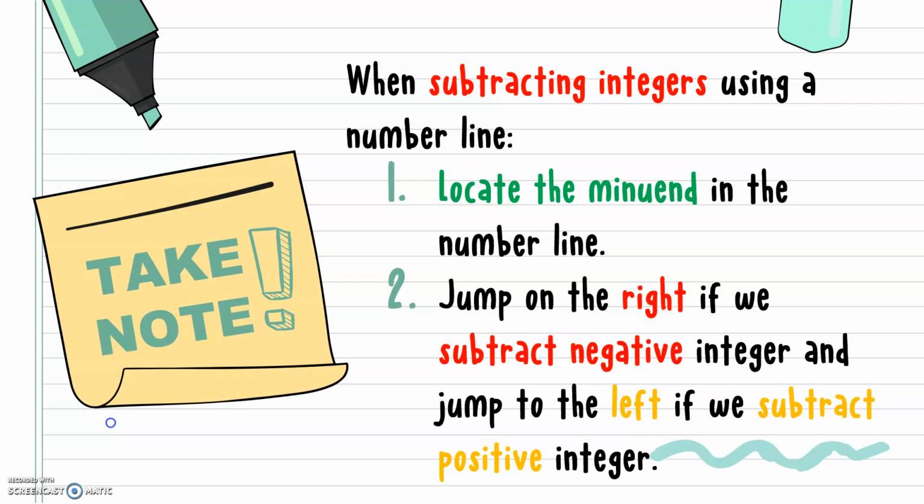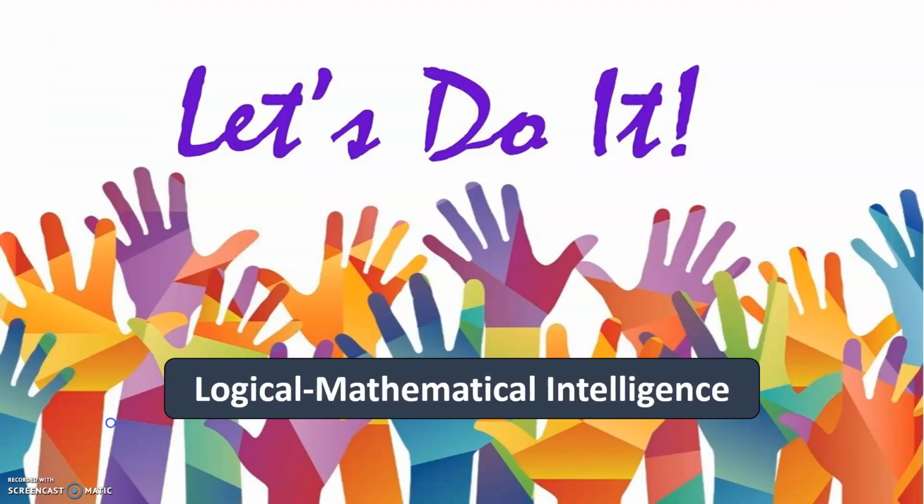When subtracting integers using a number line, these are the steps that we'll follow. First, we locate the minuend on the number line. Then, we jump to the right if we subtract a negative integer, and we jump to the left if we subtract a positive integer. Let's have some examples.